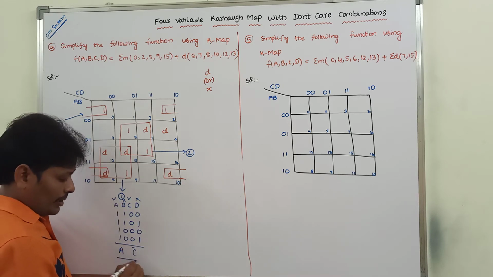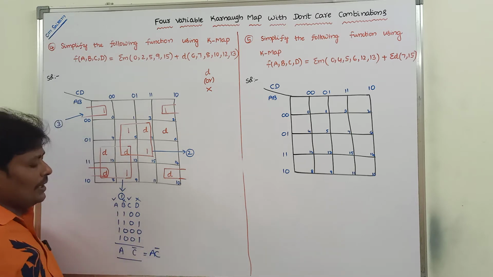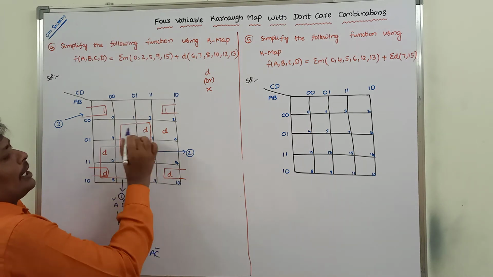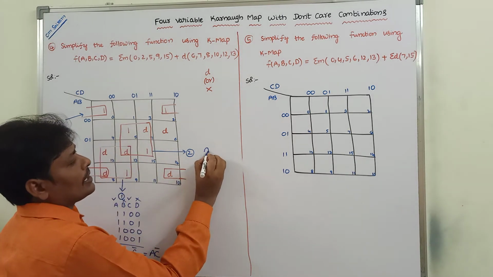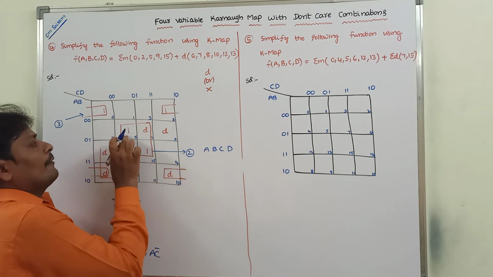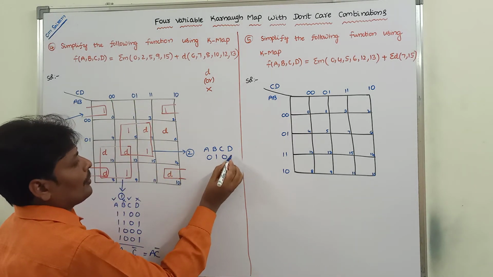So what is the expression we are getting? A C bar. Next one, for this quad what is the expression we are getting? First I am writing the 4 variables A B C D. For this one, row wise 0 1, column wise 0 1, 0 1 0 1.